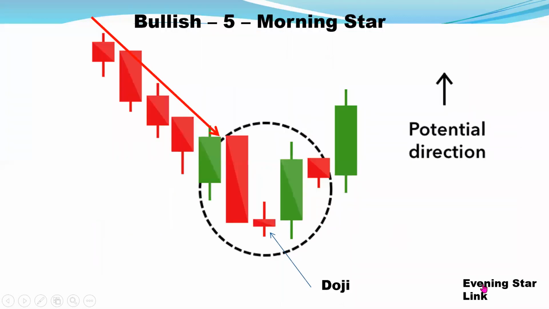Exactly the same way in the bullish one, the market was going down, a doji candle has been formed, then a long green candle. So drop, base, rally, drop, base, rally tells me this is going to be my support area.